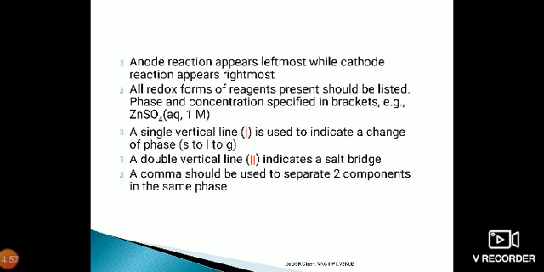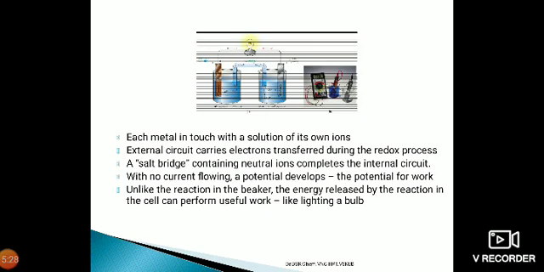Anode reaction appears leftmost while cathode reaction appears rightmost. All redox forms of reagents present should be listed, with phase and concentration specified in brackets. That is zinc sulfate in brackets aq, and that is a 1 molar solution. A single vertical line is used to indicate a change of phase, and a double vertical line indicates a salt bridge. A comma should be used to separate two components in the same phase.